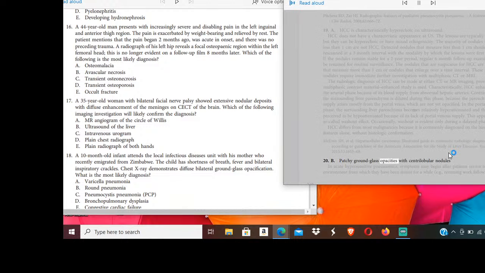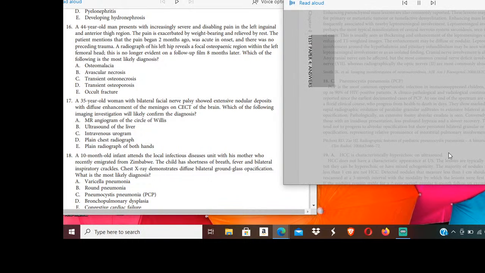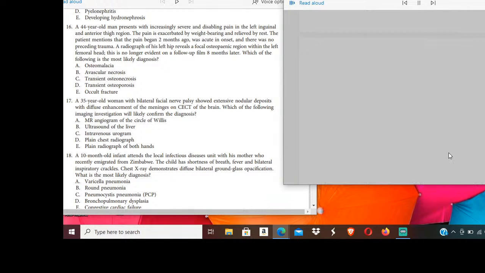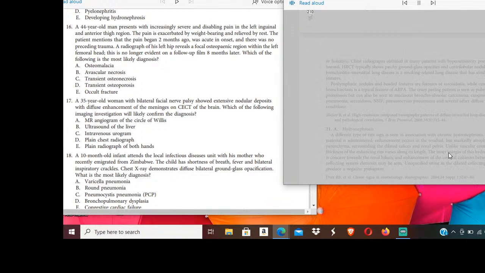20. B. Patchy ground glass opacities with centrilobular nodules and acute hypersensitivity pneumonitis. Symptoms may begin after patients return to an environment from which they have been absent for a while, e.g., resuming work following weekends or holidays. Chest radiographs obtained in many patients with hypersensitivity pneumonitis are normal.